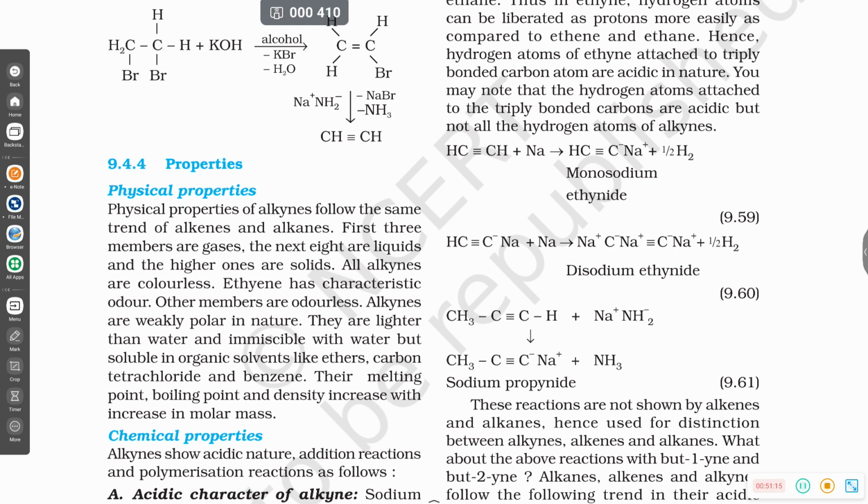Alkynes are weakly polar in nature. They are lighter than water and immiscible with water, but soluble in organic solvents like ether, carbon tetrachloride and benzene. Their melting point, boiling point, and density increase with increasing molar mass. This is the same point from the beginning. That is only physical properties.